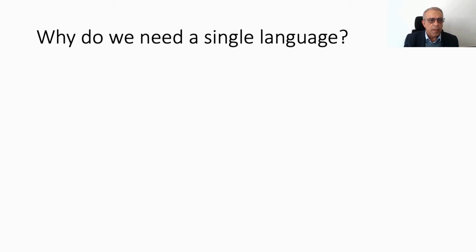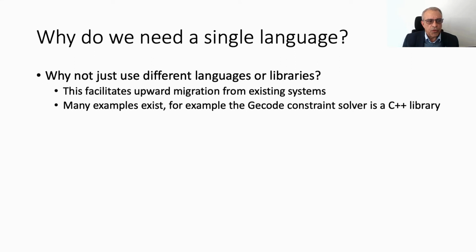So why do we need a single language? Why not just use different languages or libraries? Using different languages or libraries will facilitate upward migration from existing systems. Many examples exist, and here is a contrasting example where Gecode, a constraint solver written in C++, is a library, and it is part of a programming environment for C++. It has a completely different model from C++, because C++ is a more imperative style, whereas the constraint solver is a more declarative style.